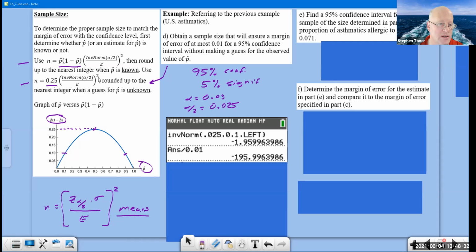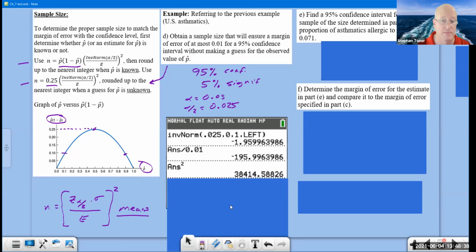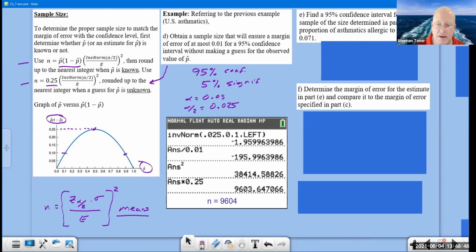Now we know we've got to square it because of that quantity squared, and when I hit that square key on my calculator, I get a rather large number. And then I have out here in my formula the 0.25 to multiply by, and so when I multiply by 0.25, you get this value, and you always round up, so we get N equals 9,604 people we'd have to survey in order to be 95% confident that our estimate is at most 1% off.